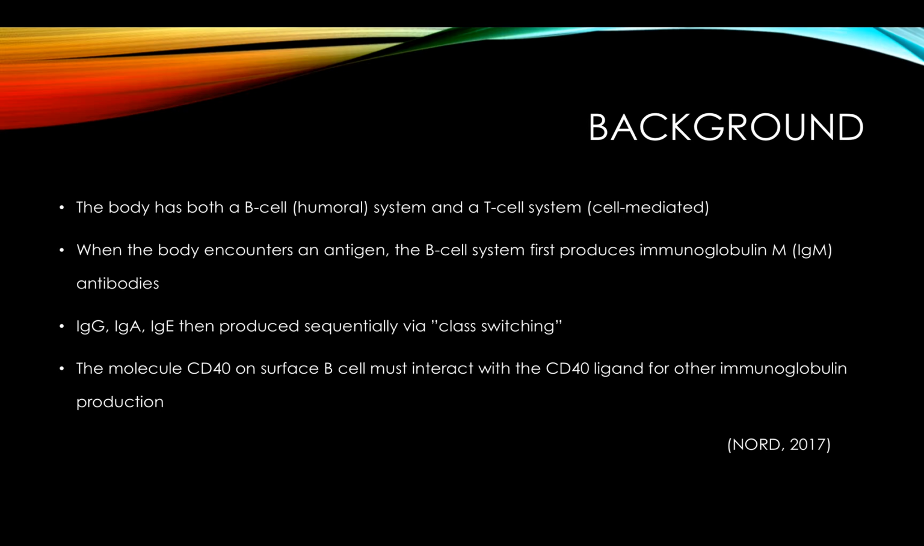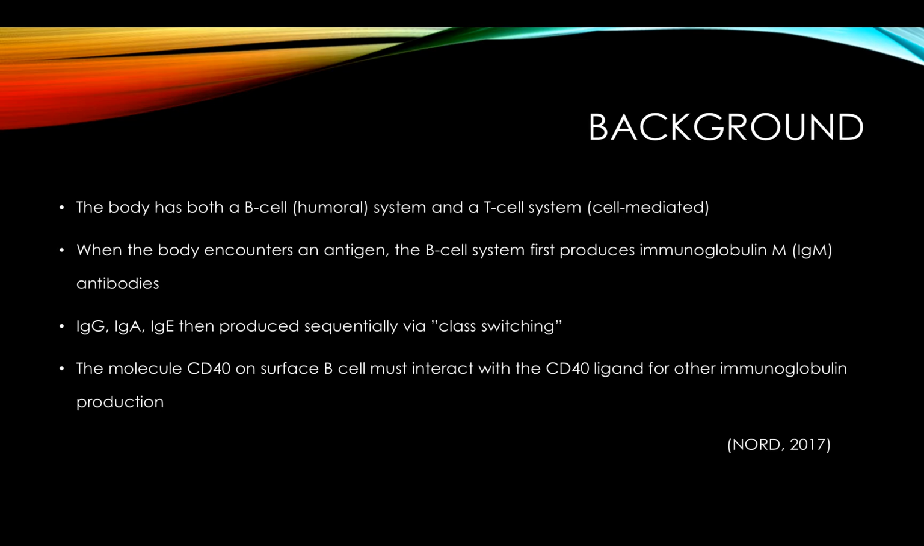First, in order to understand how this disease manifests itself, I wanted to give some quick background information on normal immune function. The body has two types of immunity: the B cell immunity, which is known as humoral immunity, and T cell immunity, which is known as cell-mediated immunity.